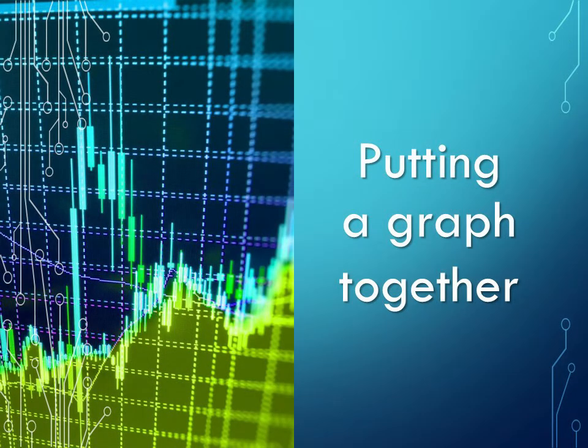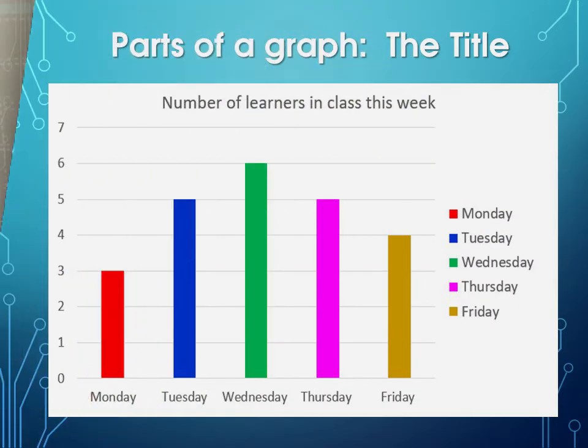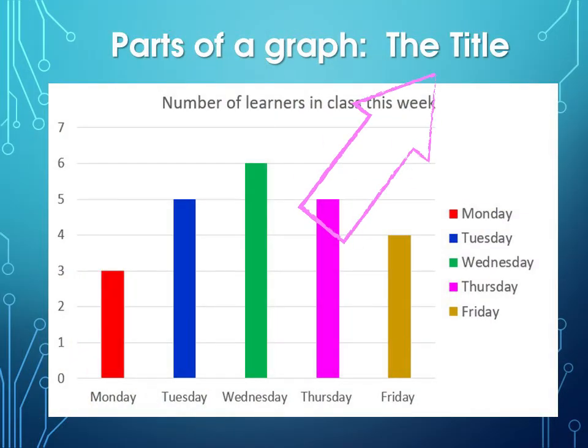We will now discuss the different parts of a graph. It is important that learners understand how graphs are constructed. This knowledge is essential for children to be able to correctly read and interpret data on graphs. We will start off with the title. The title is always above the graph and it explains what the graph shows. The title of this graph is Number of Learners in Class, so we know that it summarizes the attendance of learners for the past week.